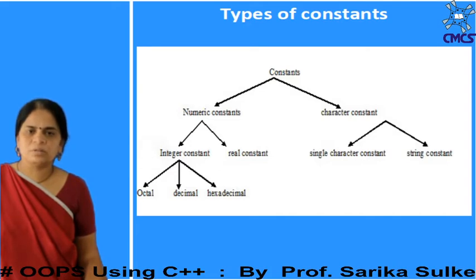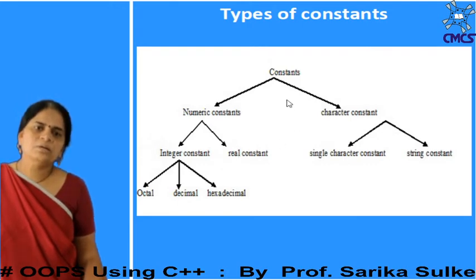Similarly, a real constant can be of the type 3.4, 1.89, meaning any value having a decimal point, 3.00, etc. But a real constant can be expressed in simple form or in scientific form, that is in the form of E, meaning 1.2E+10, which means 1.2 into 10 raised to the power plus 10. So these are all the numeric constants.